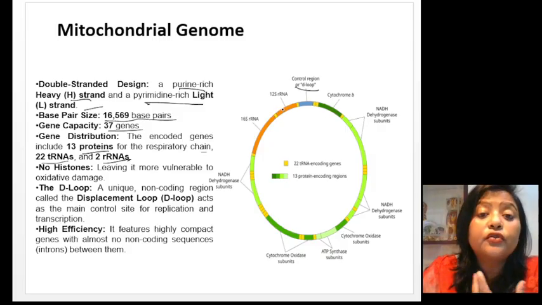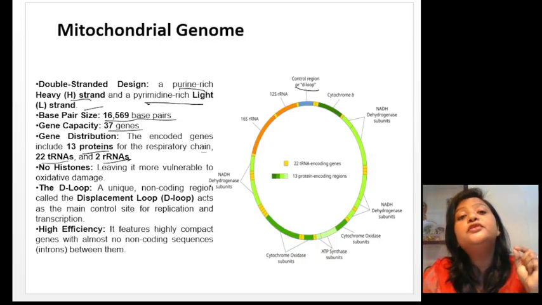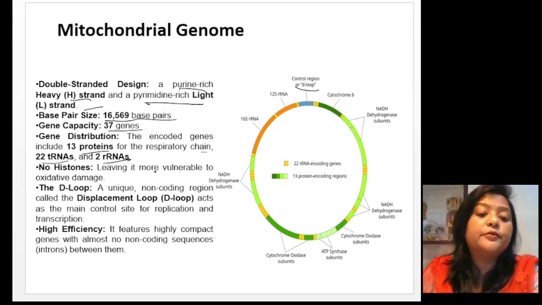Also the D loop: you can see the D loop here. It's also known as the control region. This D loop is a unique non-coding region, also known as the displacement loop. It acts as the main control site for replication and transcription.